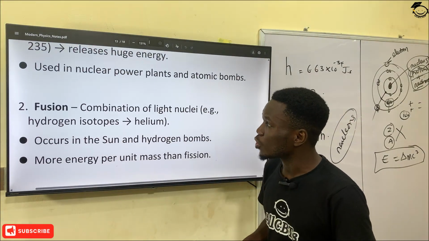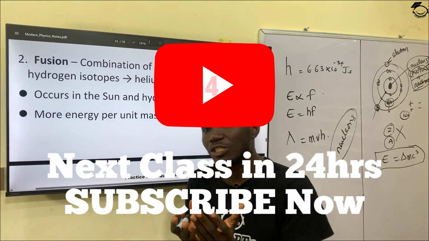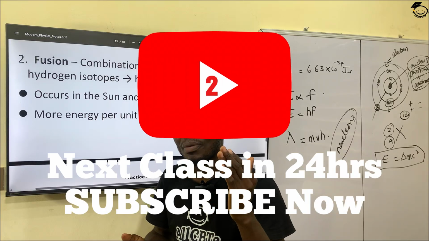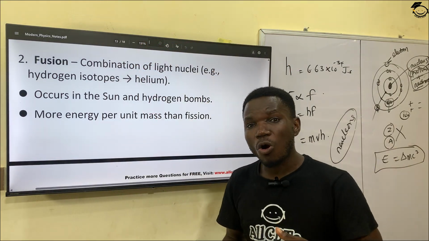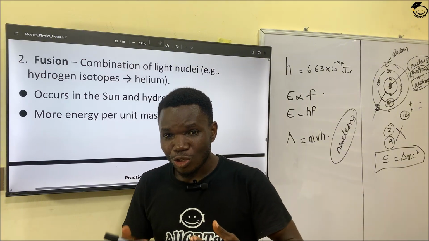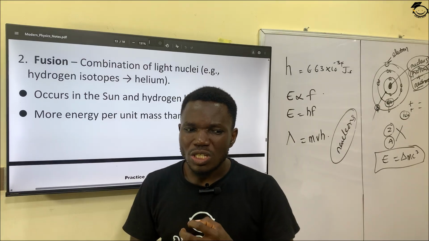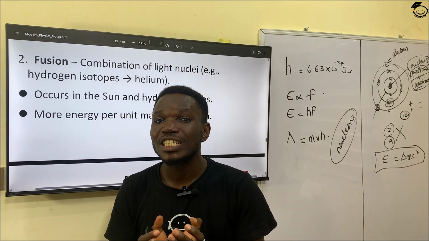Then there is nuclear fusion. What is nuclear fusion? This is a combination of light nuclei. So when you combine smaller nuclei together to form a giant molecule, it is called nuclear fusion. This occurs in the sun. So how does your sun get its light? It is via nuclear fusion. There is constant combination of particles of the sun.